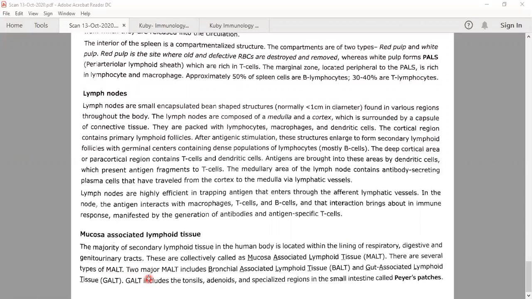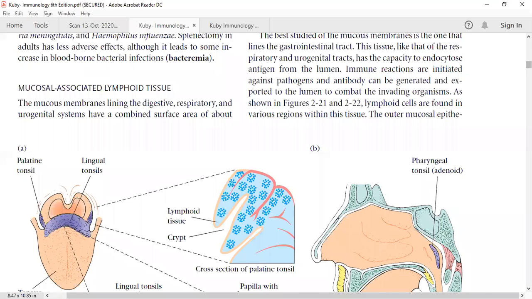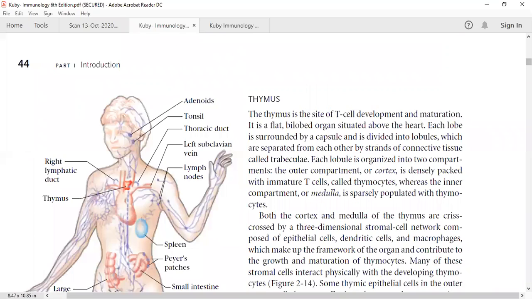So I will tell you others also. For example, Peyer's patches, for example, tonsils, adenoids, and all. All right. This GALT includes tonsils, adenoids, and specialized regions in the small intestine that are called Peyer's patches. So what are Peyer's patches? Peyer's patches are a kind of MALT which is present in the small intestine. If you do not understand these Peyer's patches, I will lead you to the diagram.